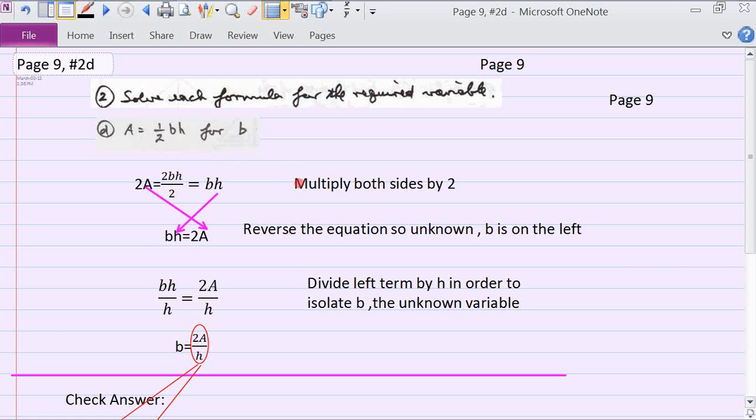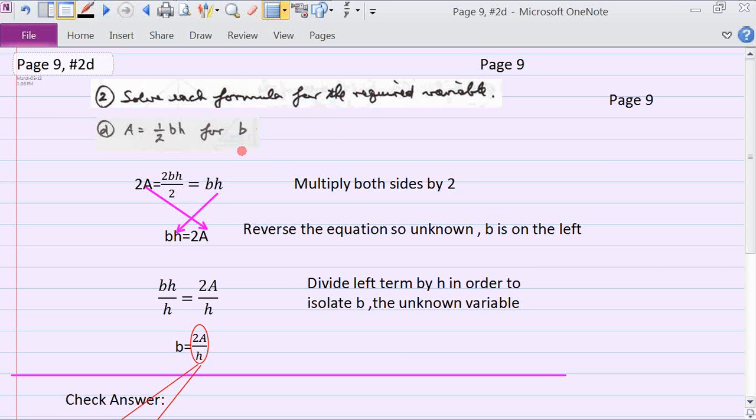So the first thing we do is multiply both sides of the equation by 2, to get rid of this 2 in the denominator, so we have no fractions. So we multiply the left by 2, we get 2A, and we multiply the right hand side by 2, this 2 and that 2 cancel. We get 2A is equal to BH. So we multiply both sides of the equation by 2 to get rid of the fraction.